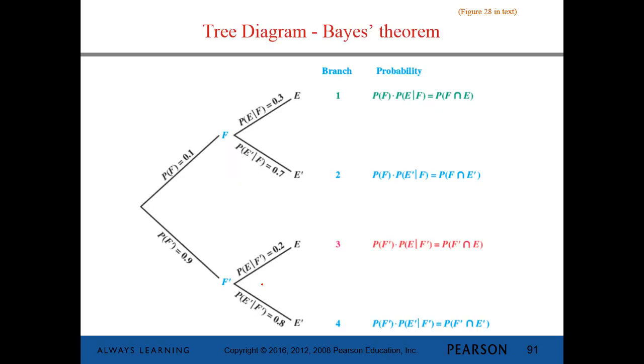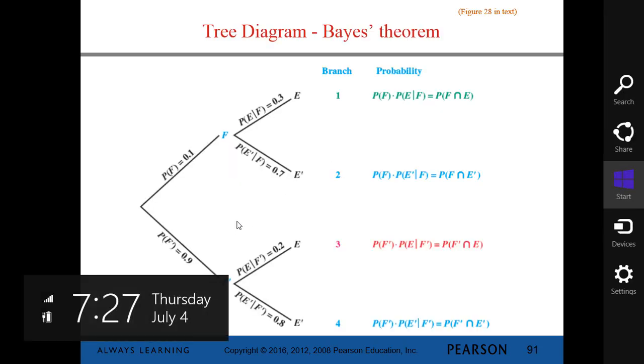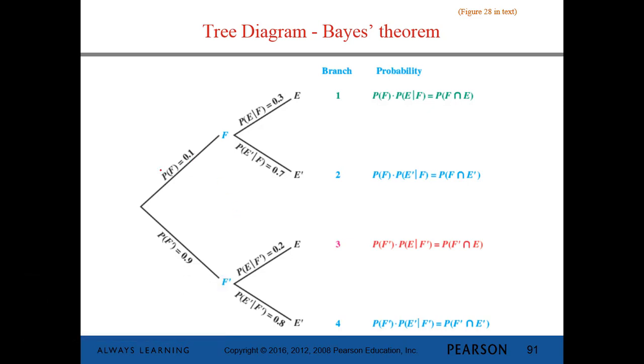So now let's look at this one. Here's the way it works. We've got the probability of F is 0.1, the probability of not F is 0.9, and then the probability of E given F is 0.3. And so this is 0.7, this is 0.2, and this is 0.8.